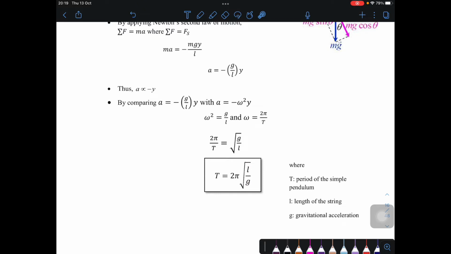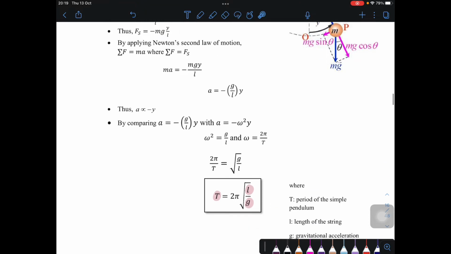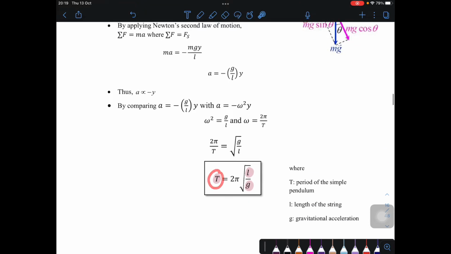So meaning that here, the period of the pendulum depends on the length of the string and the gravitational acceleration. So it doesn't depend on the mass. It doesn't depend on the mass of the pendulum. So dia tidak kisahlah pendulum tu berat dia macam mana pun, it doesn't affect the period of the pendulum lah.